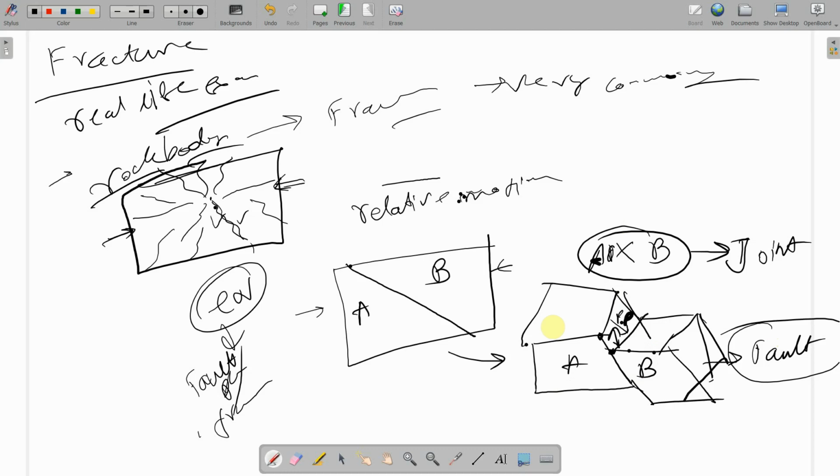If the rock on one side of the break shifts relative to the rock on the other side, then it's called a fault, like this. If there is a relative motion, this block B is shifted with respect to A, then it's called a fault. That will be discussed in your next class. And if there is no movement on one side relative to the other, then it's called a joint. Joints are basically cracks or fractures that divide the rock into several parts, several blocks like this, like A and B I have considered.